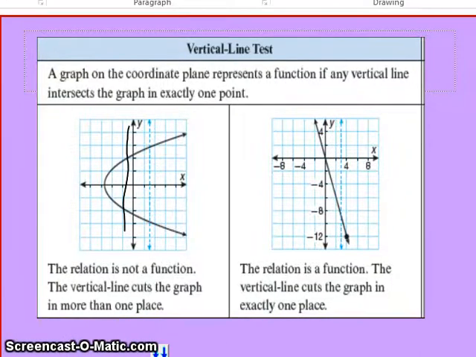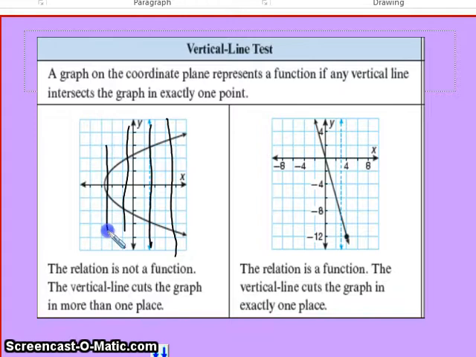Now we can use the vertical line test to test a graph to see if it's the graph of a function. The vertical line test says that a graph on the coordinate plane represents a function if any vertical line intersects the graph in exactly one point. So what that means is that if I can draw a vertical line anywhere on this graph and pass through my curve more than once, then that is not a function.